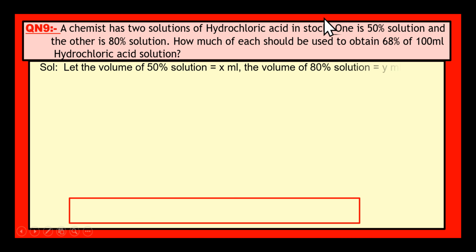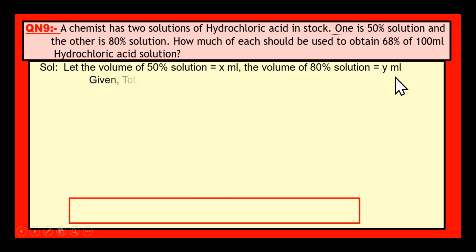Let us assume that the volume of the first 50% solution is some x ml and the volume of 80% solution is y ml. Here, if we add the two volumes, then you should get a 100 ml solution finally. How much of each should be used to obtain 68% of 100 ml solution? We required 100 ml solution. To get this 100 ml solution, you should take some amount of 50% solution and some amount of 80% solution. This is x ml and this is y ml.